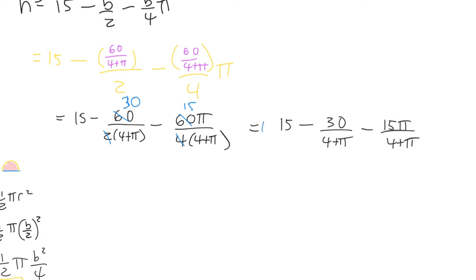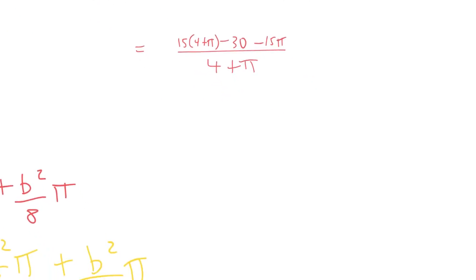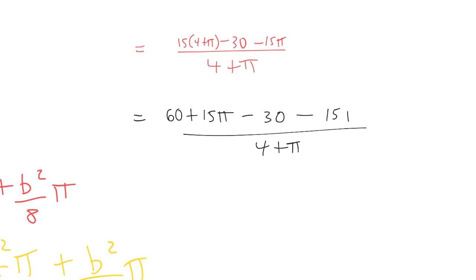So let's multiply this by 4 plus pi over 4 plus pi. And as a result, we'll definitely have 4 plus pi underneath. But up top, we would have 15 times 4 plus pi, which I'm going to work out soon, minus 30 minus 15 pi. And then that would become 60 plus 15 pi, definitely 4 plus pi underneath, right? 60 plus 15 pi minus 30 minus 15 pi.